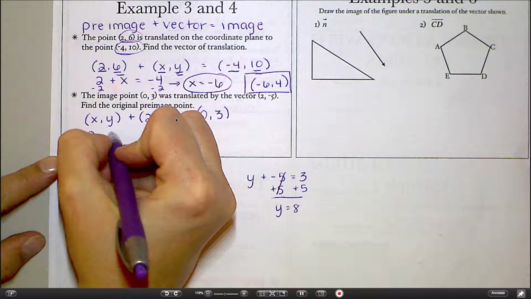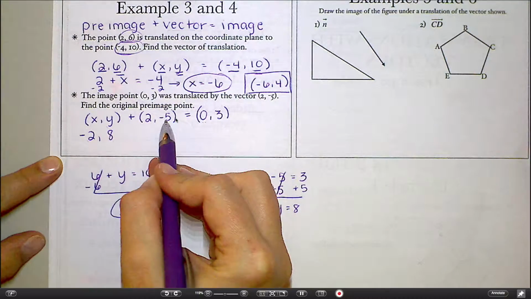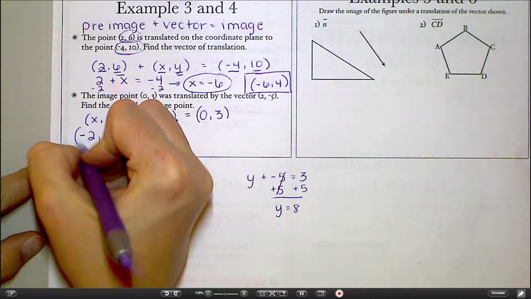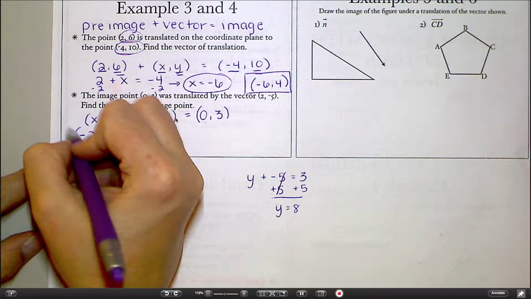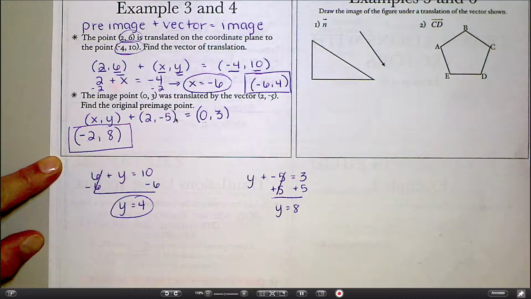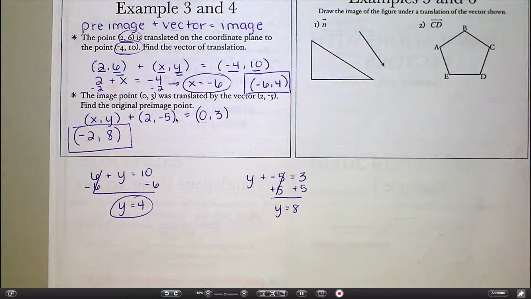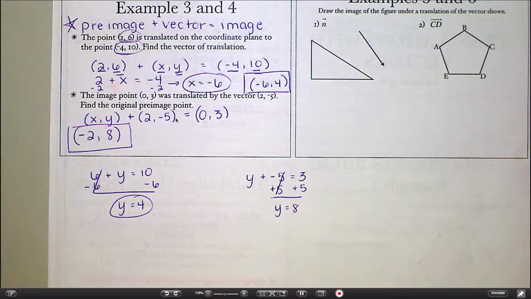But some of you may not even have to. So 8 plus -5 equals 3. So my pre-image, which is what I was solving for, is this right here. Okay, so as long as you know this setup, you should be able to plug information in and solve for whatever it is you're missing.